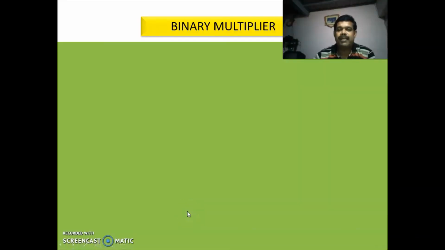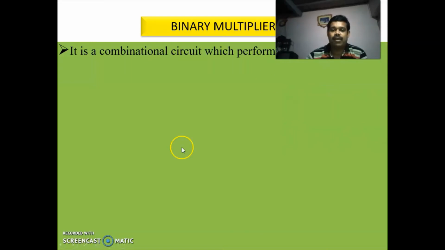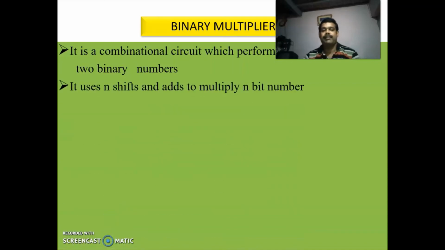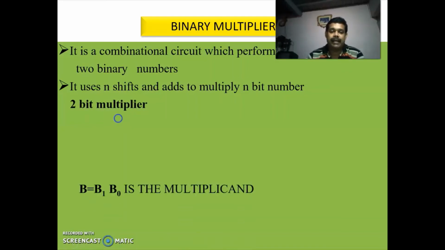Next topic is the binary multiplier. It is a combinational circuit which performs multiplication of two binary numbers. It uses n shifts and adds to multiply an n-bit number. So first we are going to see the 2-bit multiplier.